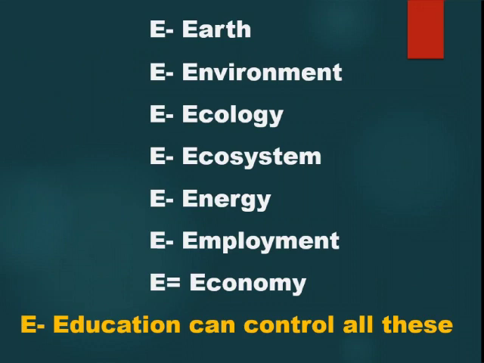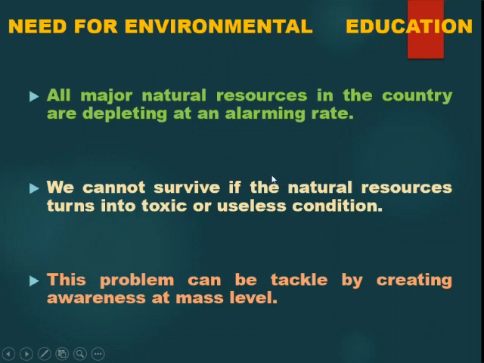Next, earth, environment, ecology, ecosystems, energy, employment and economy. All these are interrelated with each other and are part of an ecosystem or environment. So it should be compulsory for us to control all these factors in a sustainable way. And education is the factor which can control all these components. So there is a need for environmental education.